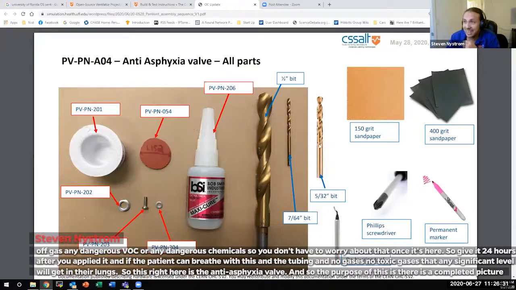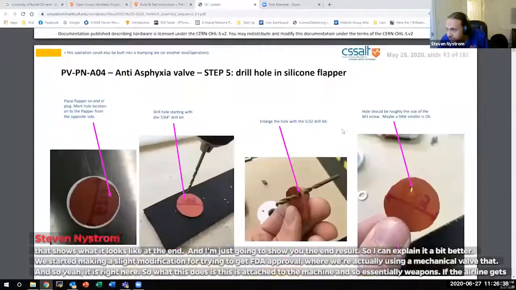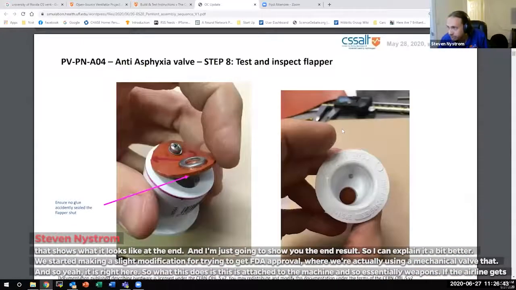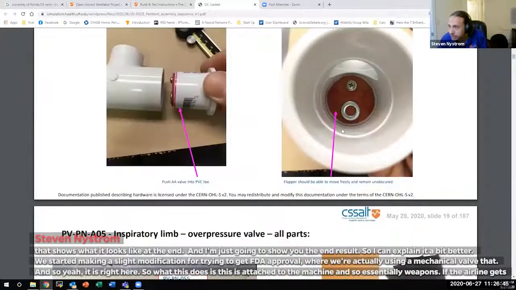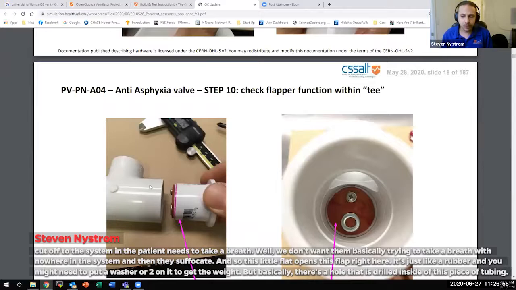So this right here is the anti-asphyxia valve. Is there a completed picture that shows what it looks like at the end? Hang on, I'm just trying to show you the end result so I can explain it a bit better. And so yeah, this is it right here. This is attached to the machine. Essentially, if the air line gets cut off to the system and the patient needs to take a breath, we don't want them trying to take a breath with no air in the system and then suffocating. So this little flap will open, this flap right here is just like rubber.